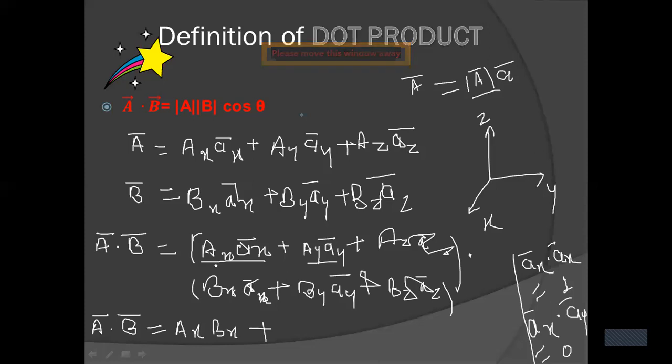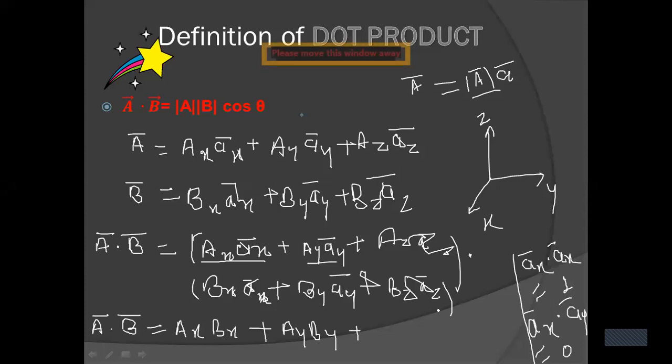0, correct, because it is the dot product of a bar y and a bar x, so it is equal to 0. Then with by and a bar y, what will be the term? If I multiply these two by terms, ay by by, correct, it is ay by. Then because a bar y dot a bar y is equal to 1. Now the third term, a bar y dot bz a bar z is equal to 0.